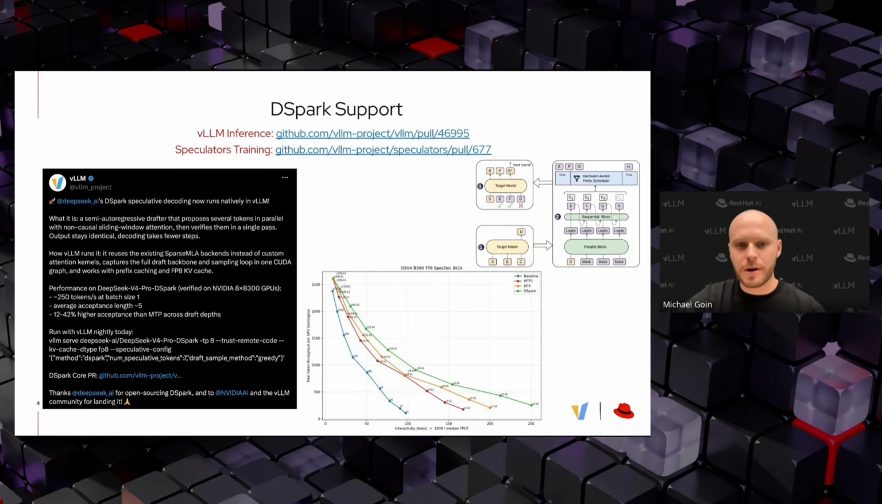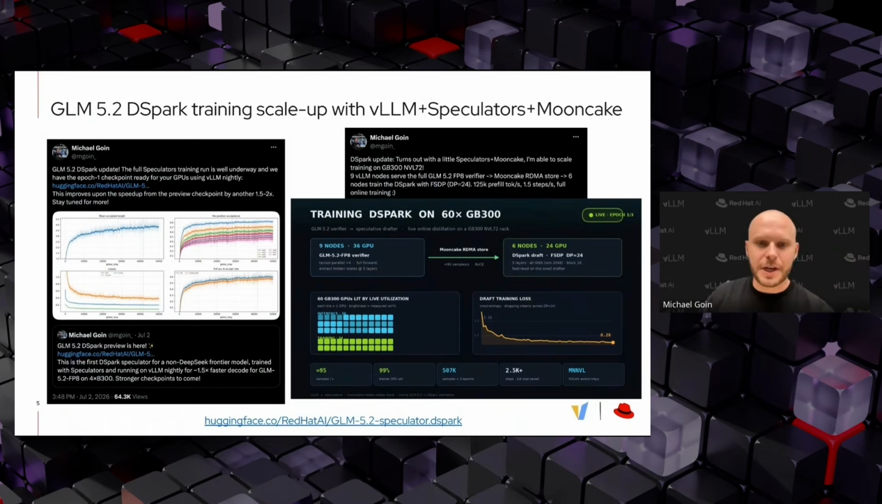on more hardware platforms. I shamelessly want to plug some of the work I've been focused on the last week in scaling up DSpark. I've been pretty interested in training DSpark on some of the latest frontier models like llm 5.2. And we've been posting those models on the community. You can go ahead and find the latest llm 5.2 DSpark that we've trained on the Red Hat AI Hugging Face. And yeah, I personally learned a lot through doing this.